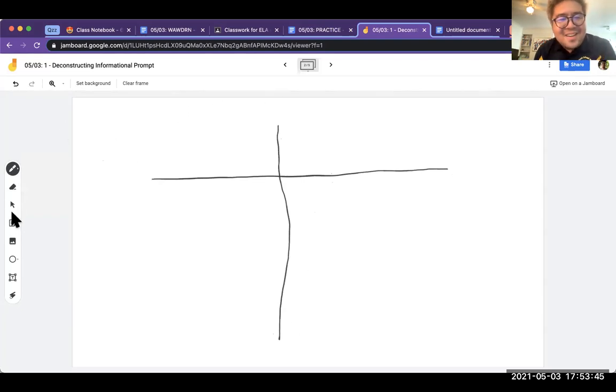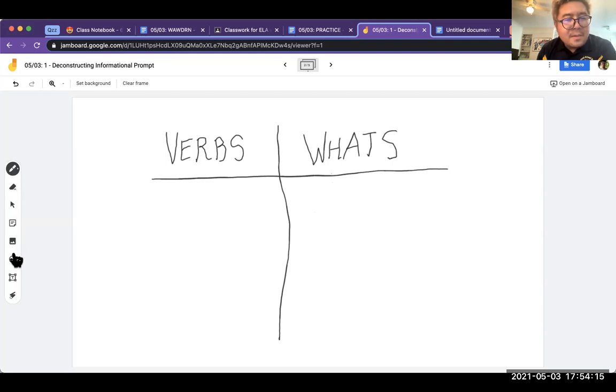And I'm doing this with my mouse, so it's not gonna look very pretty. On the left, at the top, you have verbs. Remember, your verbs have been circled, or in this case of the Google Doc, highlighted yellow. Your verbs are your action words. Then on the right at the top of the column, you're putting your what's. Okay, so let's drop some verbs in there.